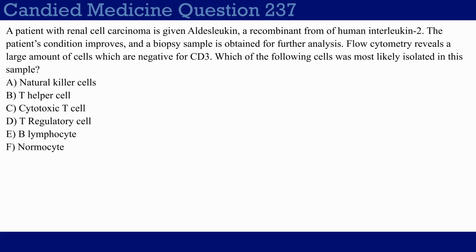Choice A, natural killer cells. Choice B, T helper cell. Choice C, cytotoxic T cell. Choice D, T regulatory cell. Choice E, B lymphocyte. Or choice F, normocyte. I'll wait 5 seconds and answer this question.